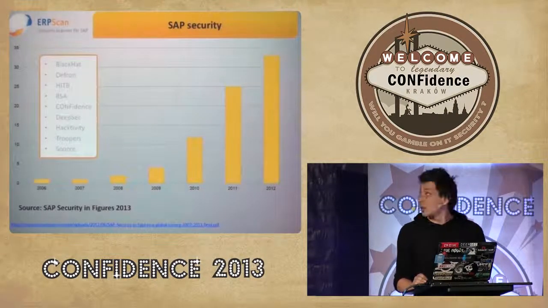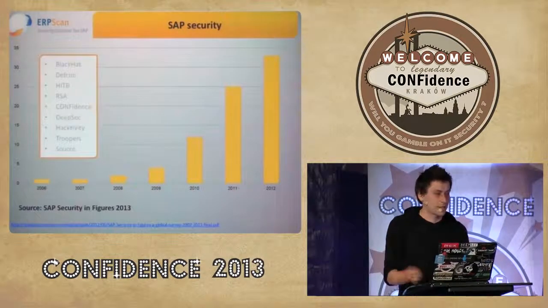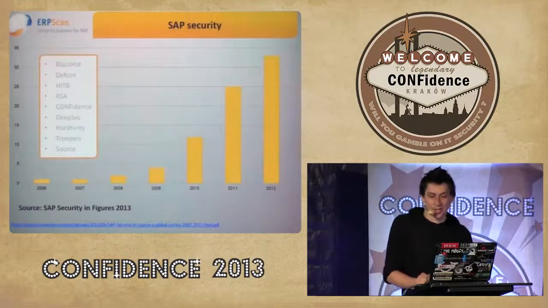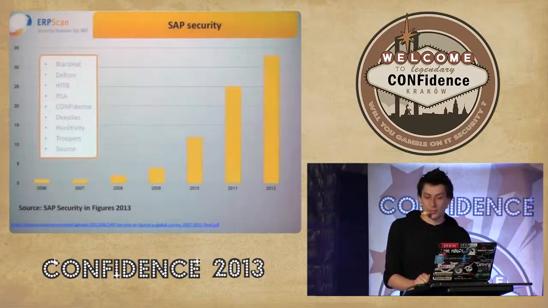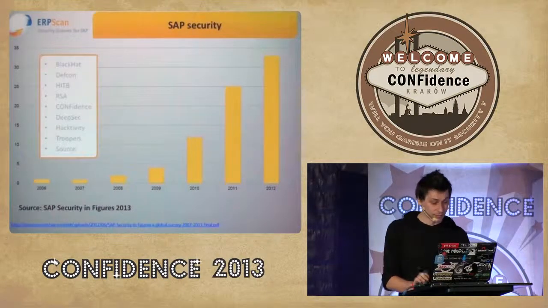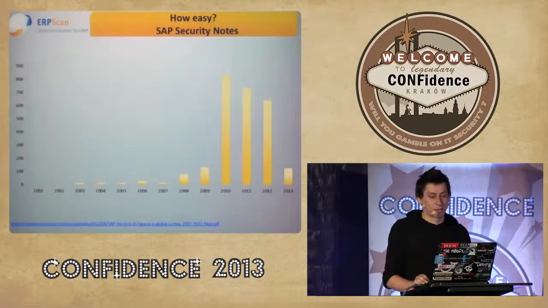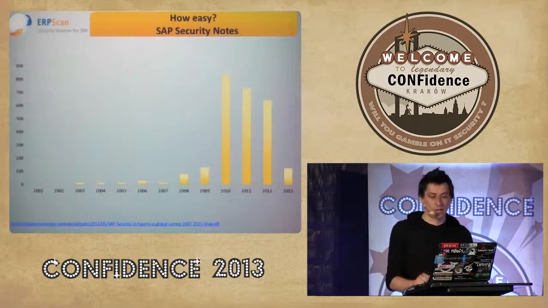Maybe you observe the fact that in the last years every security conference, like Confidence, has a topic about SAP. On this chart, you can see how the count of talks about SAP has increased at security conferences like Black Hat, DEF CON, DeepSec. The count of SAP security notes has also increased. It's a special document provided by the SAP company, which describes how to close security issues in SAP components. All these charts mean SAP security has grown in the last years.